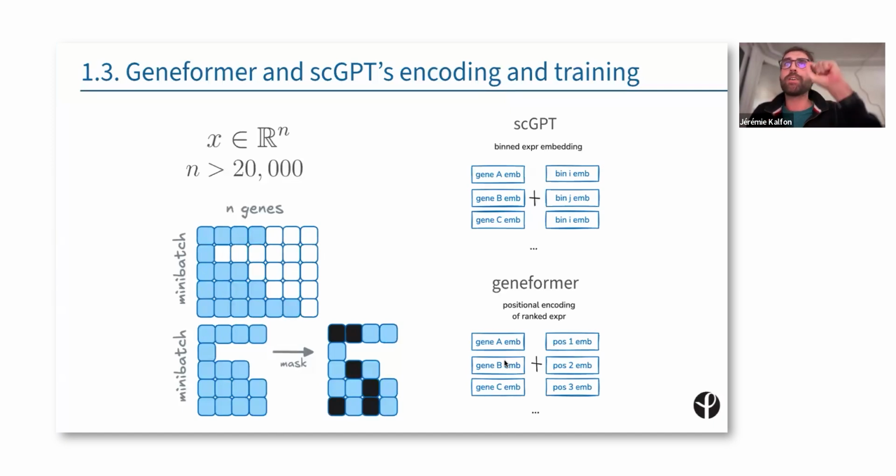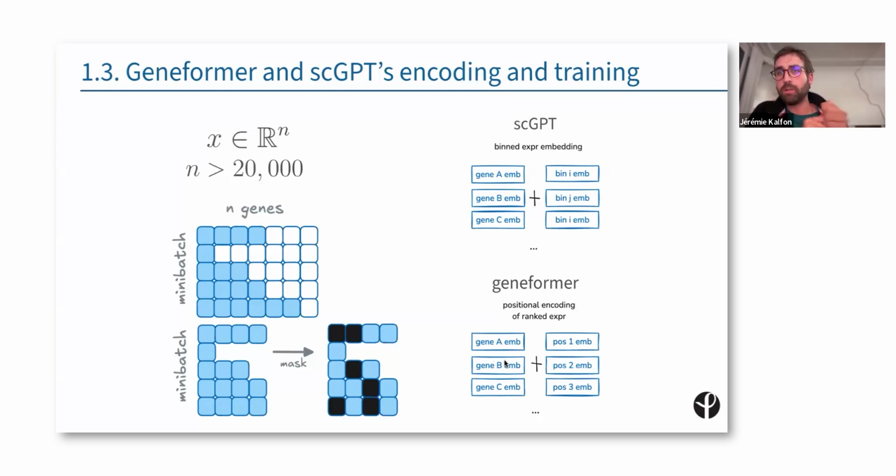That's where scGPT and GeneFormer do something a bit different. GeneFormer uses the ranked expression of the genes. They take the most expressed gene in the cell, and that will be ranked number 1. The second most expressed gene will be ranked number 2, and so on. That's just a way to encode your expression vector. The positional encoding is a famous way to encode position in text, and here it's being reused to encode expression. And for scGPT, the way it works is that you bin your expression. So you say that between 0 and 5, it's just binned into one.